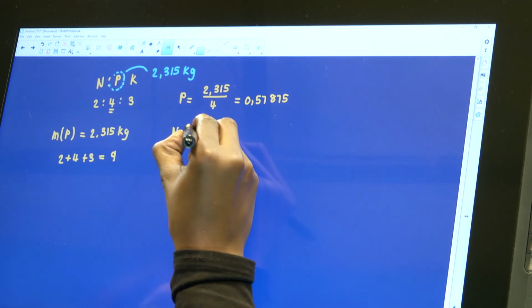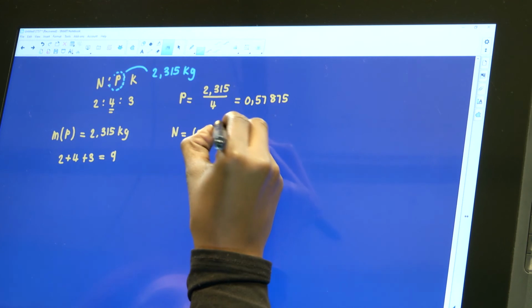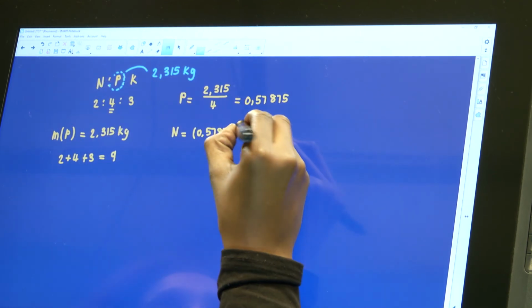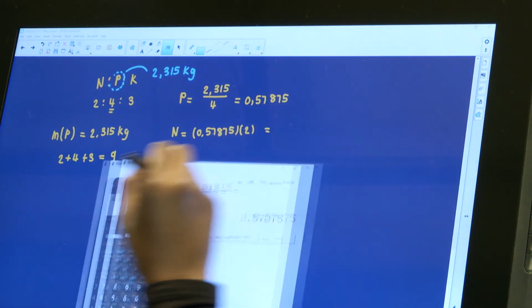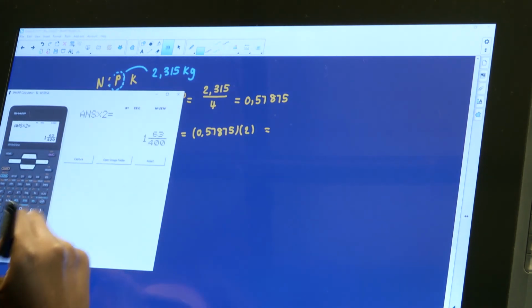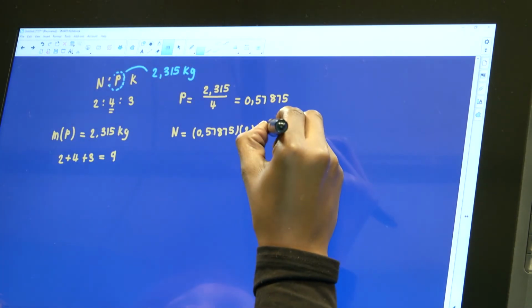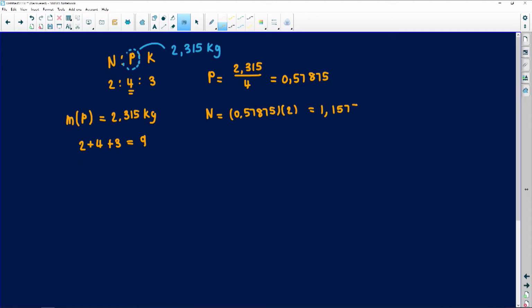So for nitrogen, I'm going to use 0.57875 and the ratio in the bag is a 2. So I'm going to multiply that by 2. So I'm going to have this value here exactly as it is. I'm just going to multiply it by 2. And then I get that whole answer again. I'm going to write the entire thing. I'm not going to round it off. I got 1.1575. And I'm going to do the same thing with the K.